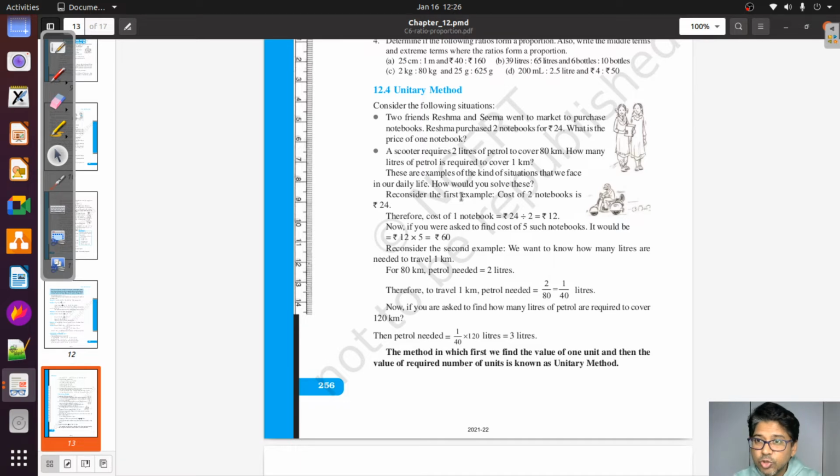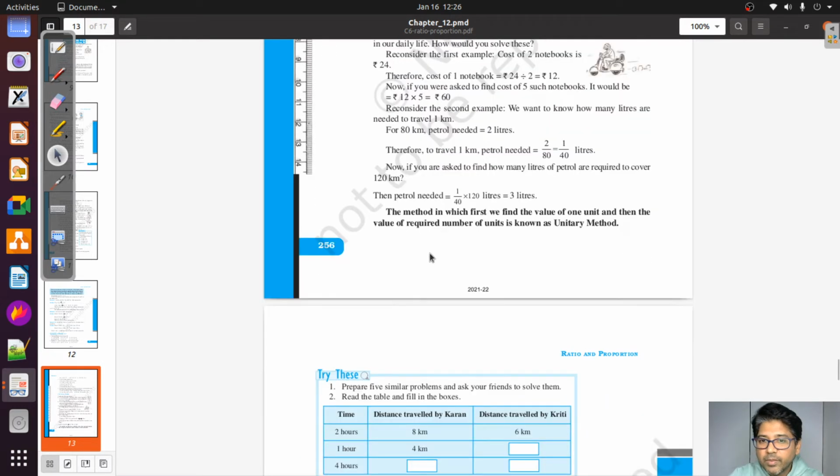So what are we going to do? We're going to resolve problems in ratios using the unitary method, by using the one. So what do you mean by unitary method? Let's see the book definition: the method in which we first find the value of one unit, then the value of the required number of units, is known as the unitary method.